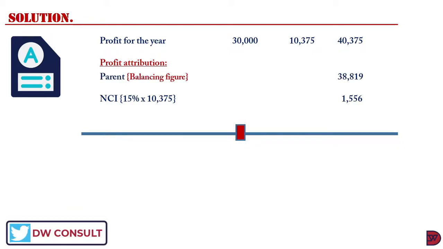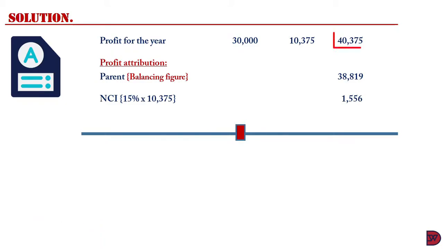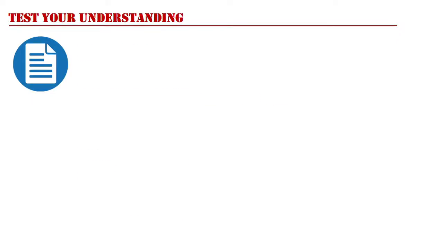It will lead to a figure of $1,556,000. Then the amount to be given to the parent will be the difference between the group profit for the year and that's being given to the NCI, which will be $38,819,000. Let's test our understanding again.